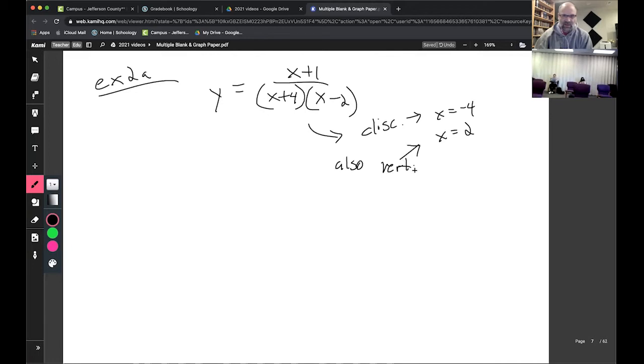Now, the reason why it had to say you can't cancel is because if this was an x plus 1 and this was an x plus 1, you could cancel those. So there would only be one vertical asymptote.